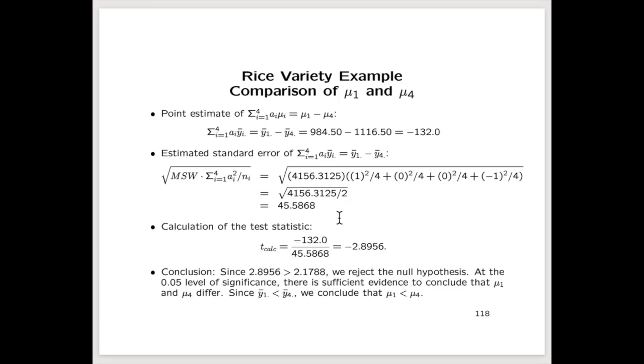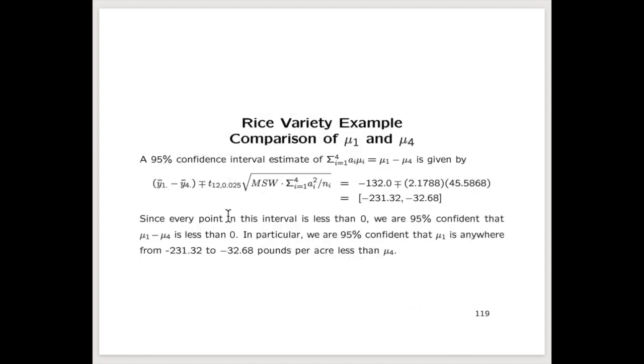Now, in this case, the value of the test statistic is negative 2.8956, the absolute value of which is positive 2.8956. And because that is greater than 2.1788, in this case, we do reject the null hypothesis. And so at the 0.05 level of significance, there is sufficient evidence to conclude that mu1 and mu4 differ. And because y bar 1 dot is less than y bar 4 dot, we would conclude that not only are they different, but that mu1 is less than mu4.